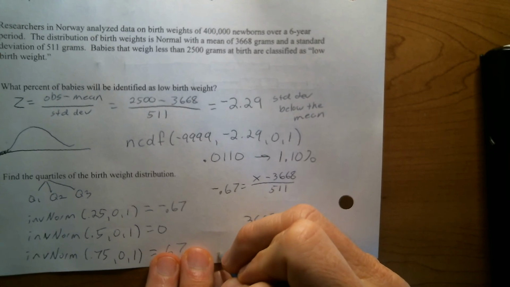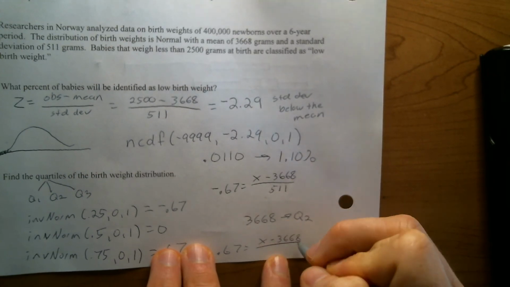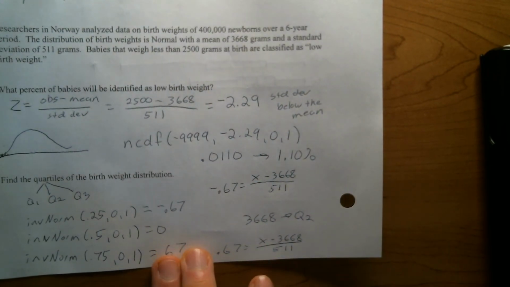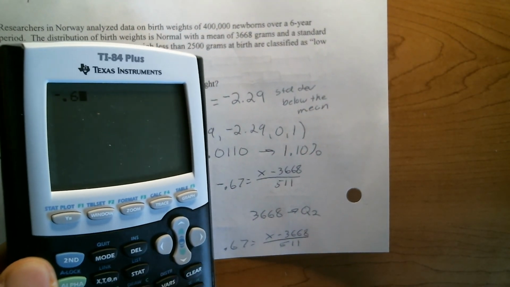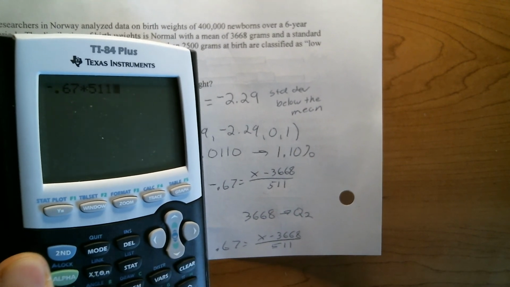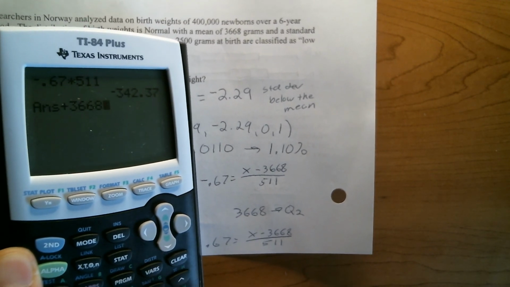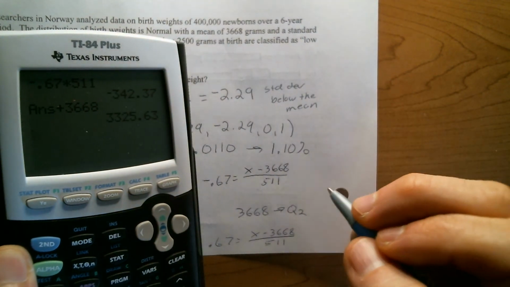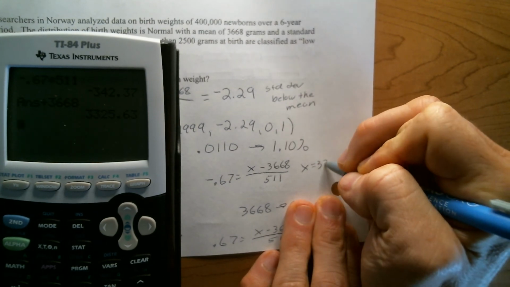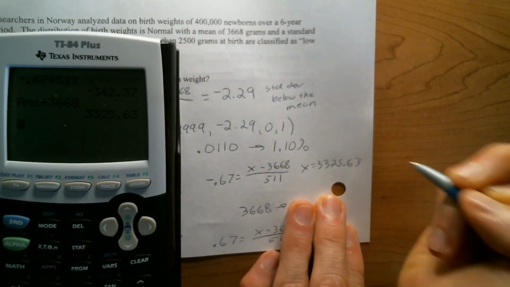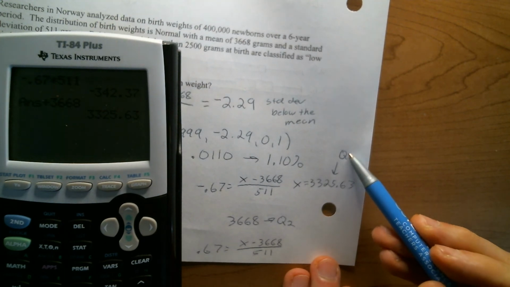And then this one, I do have to do. Negative 0.67 equals x minus 3668 divided by 511. So again, just moving to our calculator here, I've got negative 0.67 times the 511 plus the 3668, and I end up with an x of 3325.63. So x equals 3325.63. All right, and this is my Q1. So that's my first quartile.